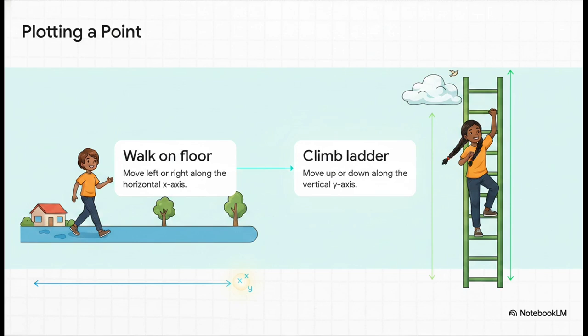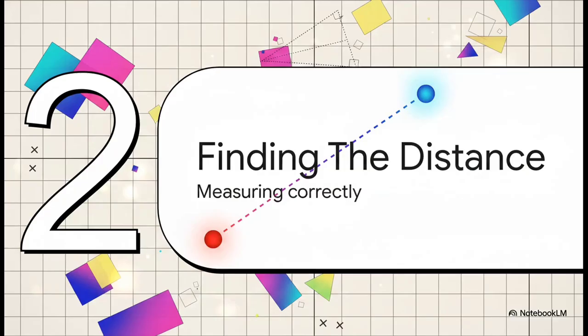To plot any point, let's just call it (x, y), you only need to follow 2 foolproof steps. First, you move along the horizontal x-axis. Think of that like walking across the floor. Second, you move along the vertical y-axis, which is kind of like climbing a ladder. So walk first, climb second. Always, always in that order. Moving right along to Section 2, finding the distance.